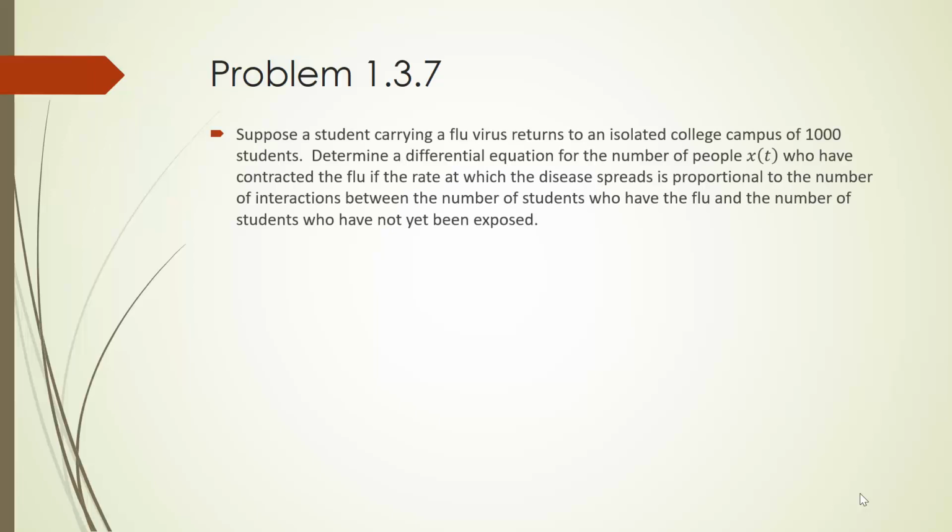Suppose a student carrying a flu virus returns to an isolated college campus of 1,000 students. Determine a differential equation for the number of people, x of t, who have contracted the flu if the rate at which the disease spreads is proportional to the number of interactions between the number of students who have the flu and the number of students who have not yet been exposed. Okay?